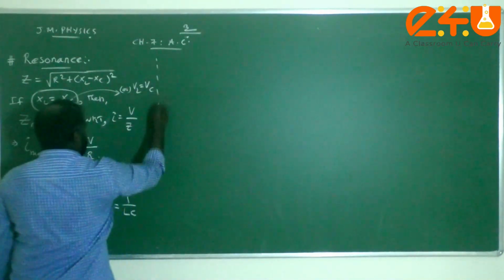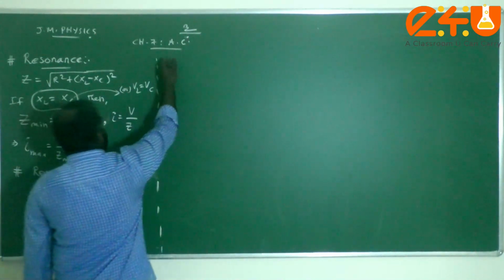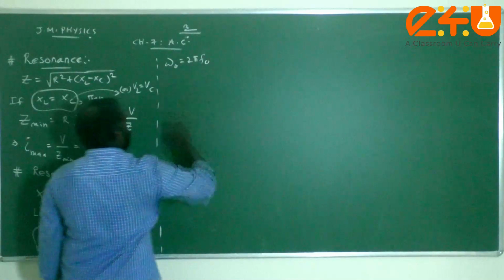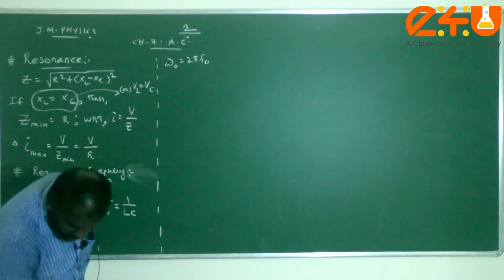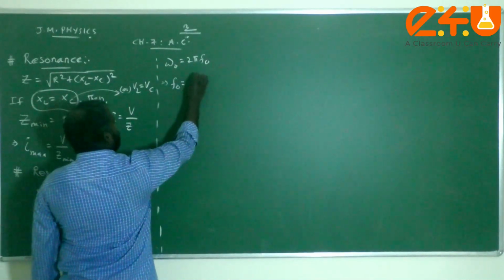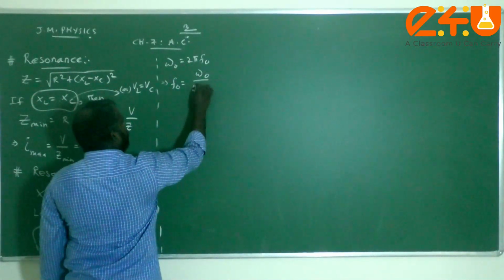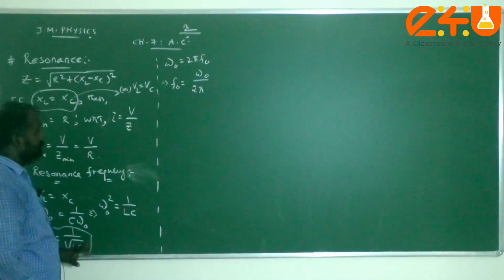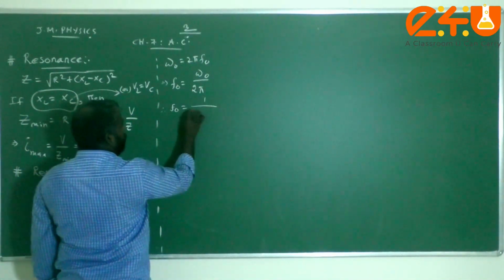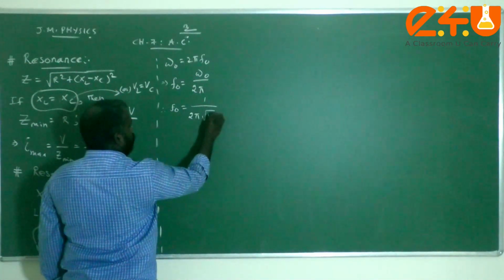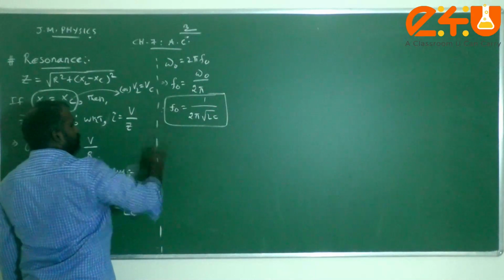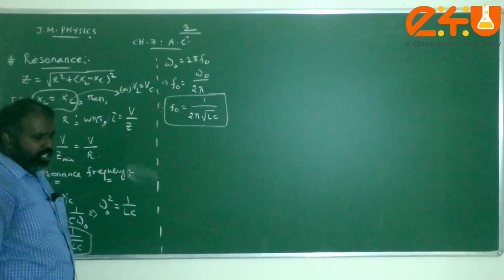And also we know that omega naught equals 2 pi by T, or 2 pi f naught, where f naught is the resonance frequency. Therefore, f naught is equal to omega naught divided by 2 pi. Omega naught value is already there. Therefore, f naught equals 1 divided by 2 pi root over LC. And you know that frequency unit is hertz.